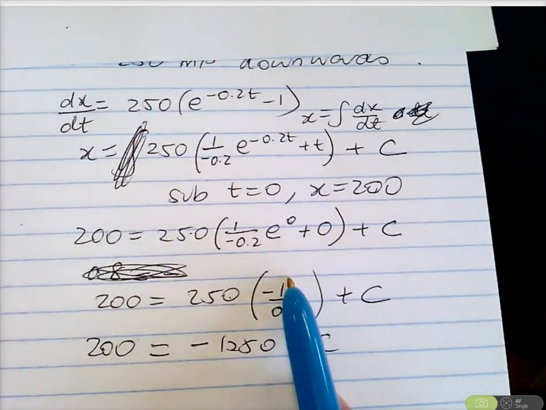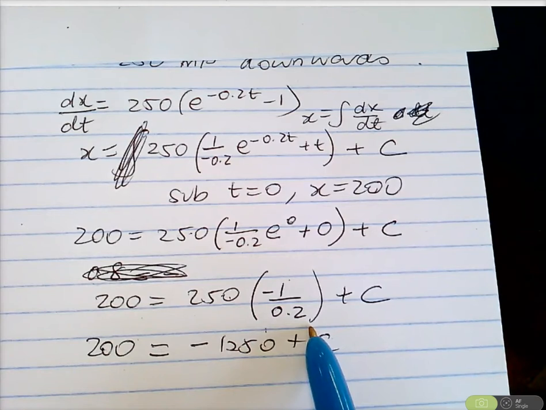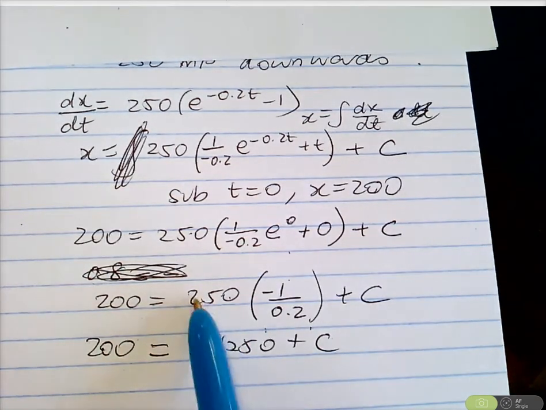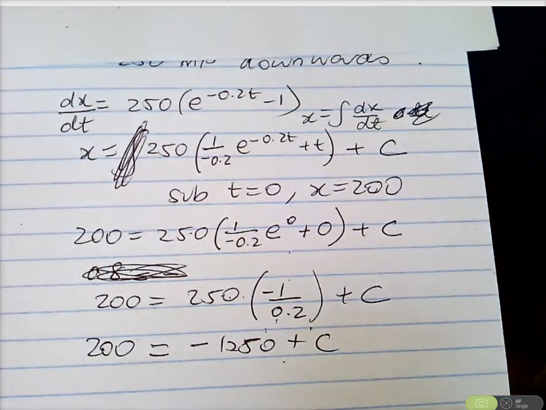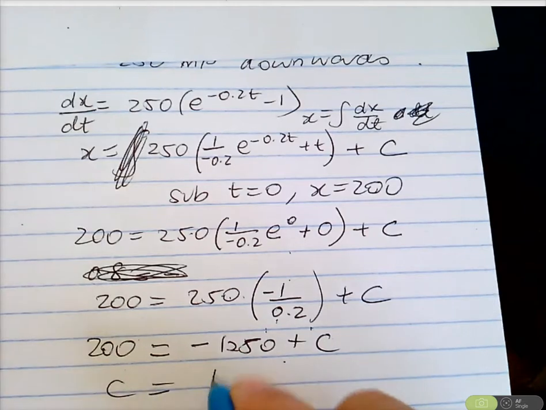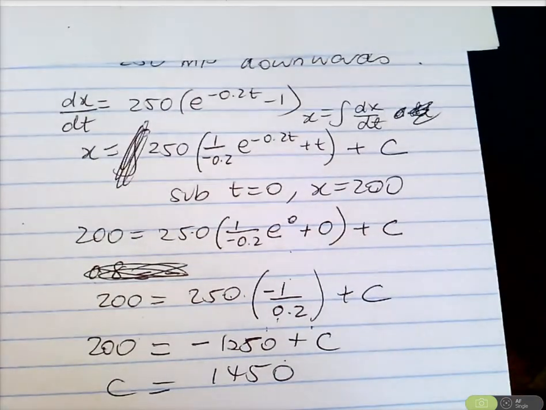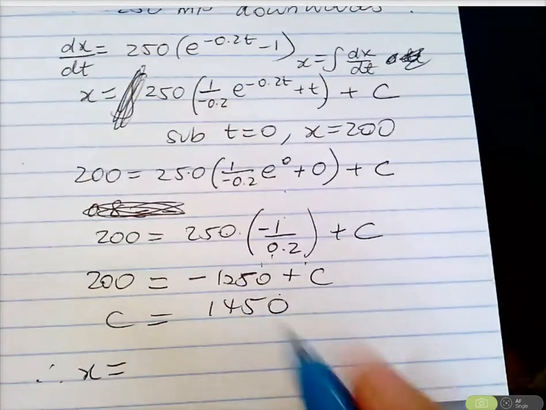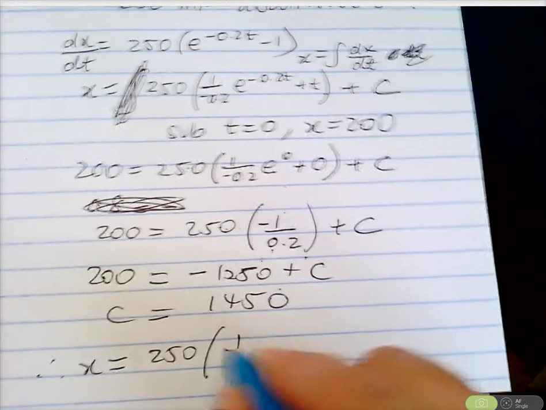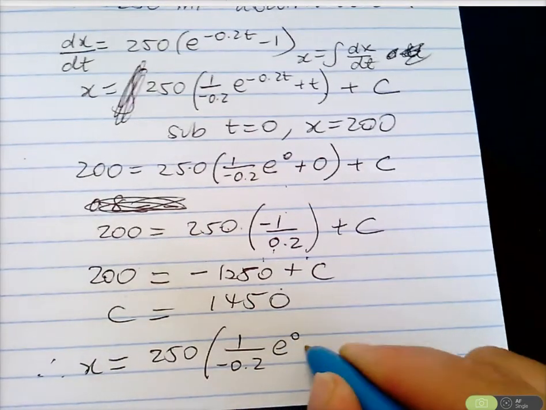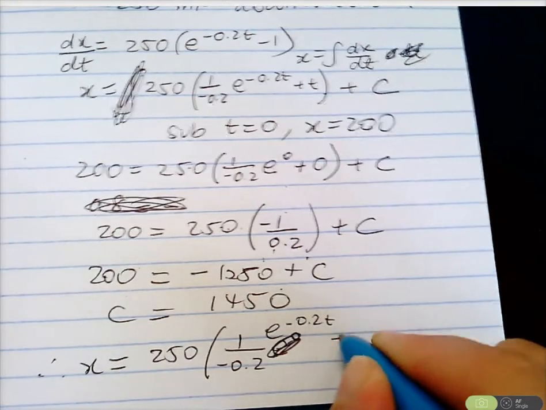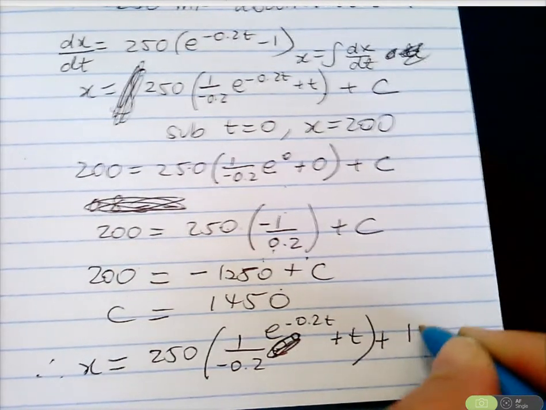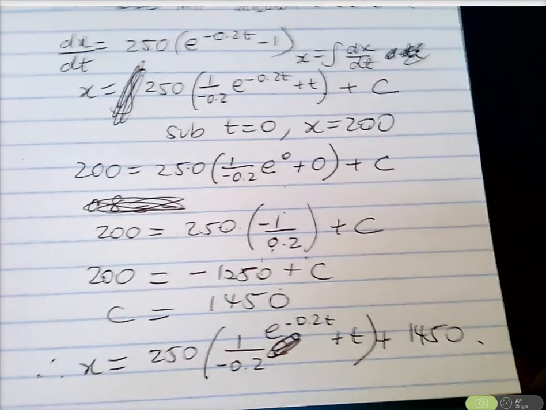If you divide by 0.2, you're dividing by a fifth, which is timesing by 5, but just do that divided by 0.2. Isn't that what you get? 1250 times 5? So C is 1450. So therefore X is 250, plus t plus 1450.